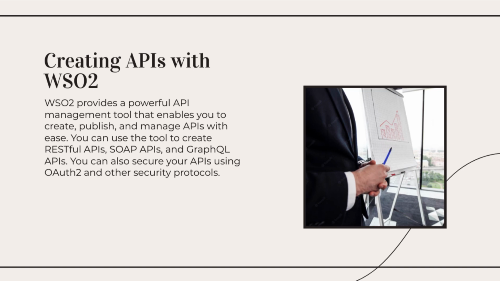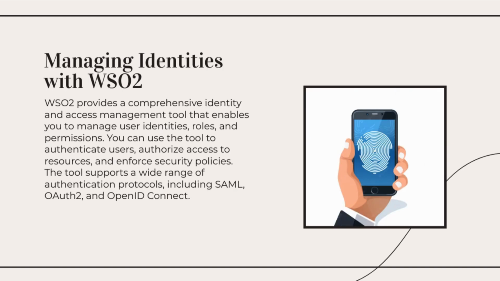9. Security and governance. Explore security aspects of integration, including authentication, authorization, and securing APIs. Learn how to apply security policies, configure transport-level security, and manage identities using WSO2 Identity Server.